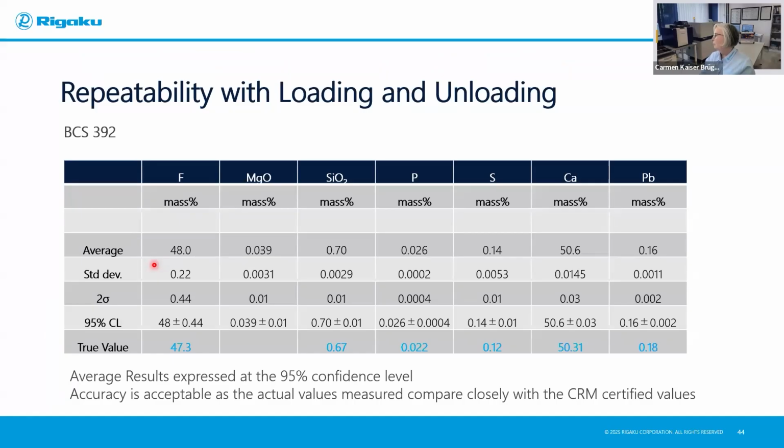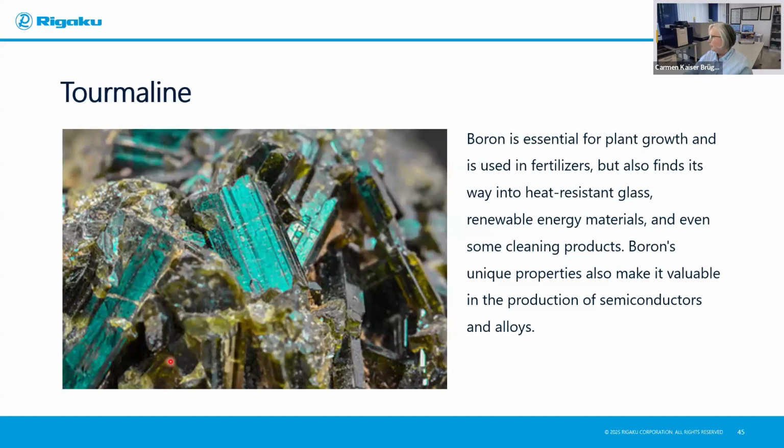We would like to compare these average results with the certificate of analysis. This table shows you what kind of results we can expect at the 95% confidence level. Meaning, with this method that I've shown you, on average we could get 48% of fluorine with a plus or minus of 0.44% at the 95% confidence level. We can then compare it to the certificate of analysis, shown here as the true value. As you can see, for fluorine we can achieve extremely good results for Fluorspar. Okay, well, what about tourmaline?